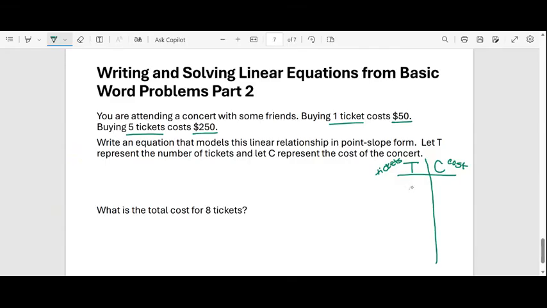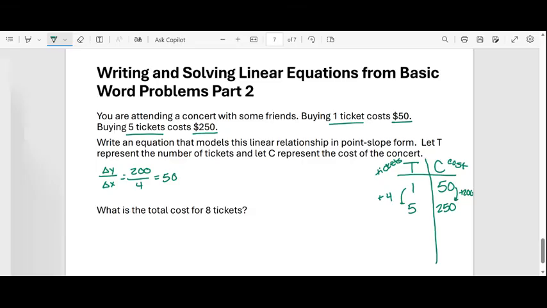Okay? So if we have 1 ticket, it costs $50. And if we have 5 tickets, it costs $250. So our delta Y is plus 200 and our delta x is plus 4. So delta y over delta x is 200 over 4, and 200 over 4 is going to give you 50. Doesn't that make sense? Each ticket is $50, right? You buy one ticket, it's $50. So logically, that makes sense.